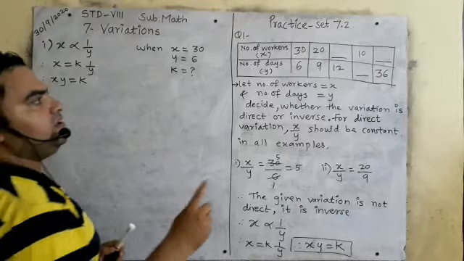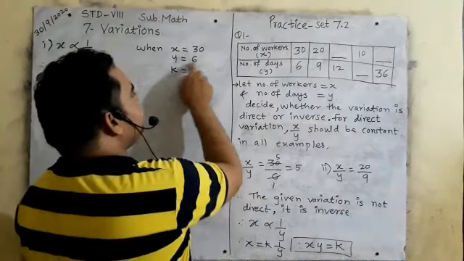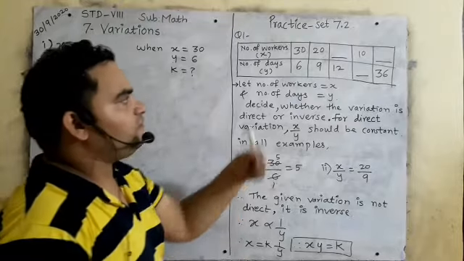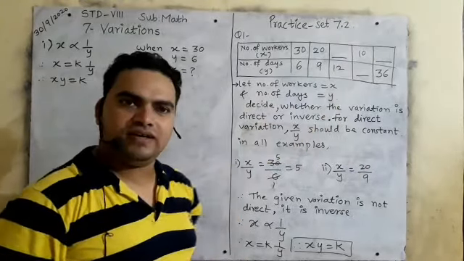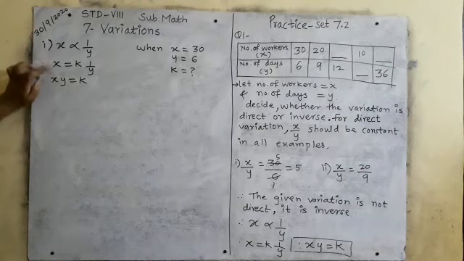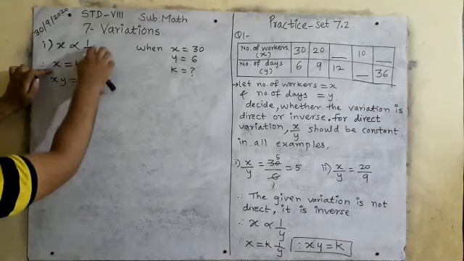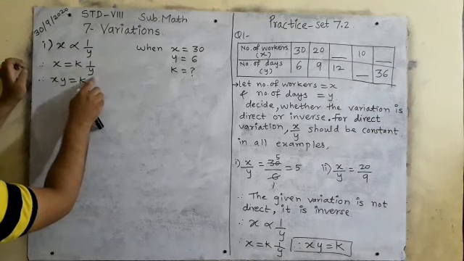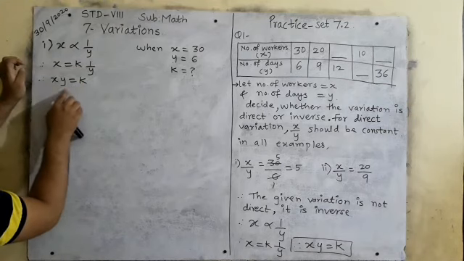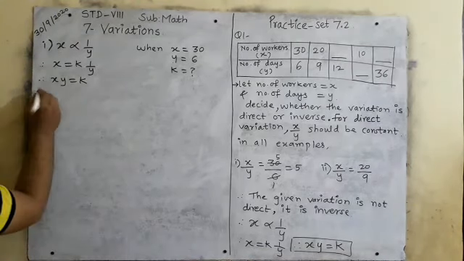Always remember, for every question of direct or inverse variation, we have to find k first. Then we will find x, y for the further examples. Look here: x proportional to 1 upon y becomes x equals k times 1 upon y. This y is in division, so it will come to the left side: xy is equal to k, as we have seen here. Now put the values.